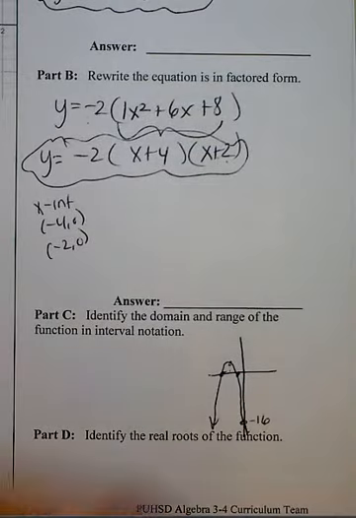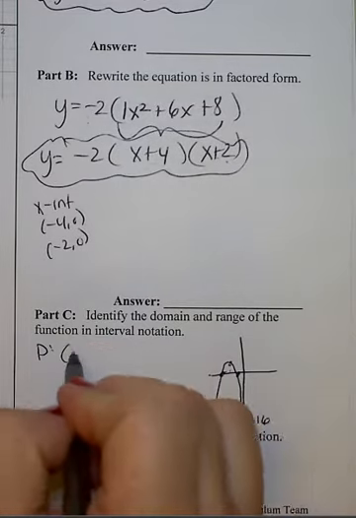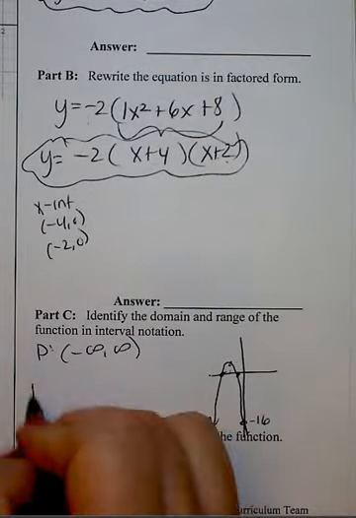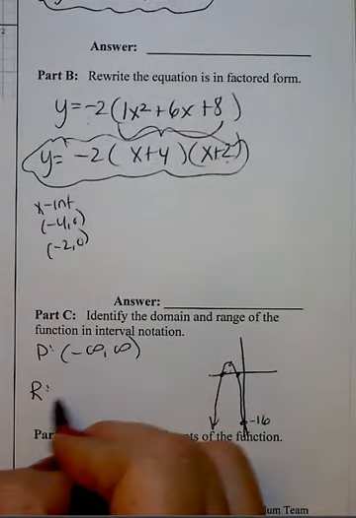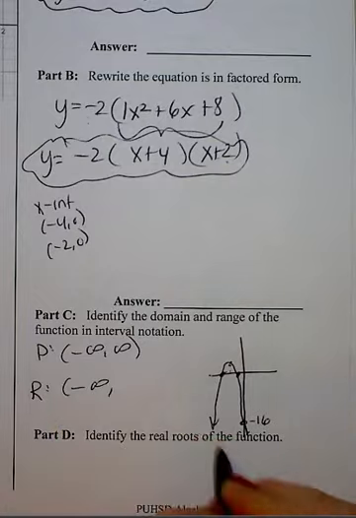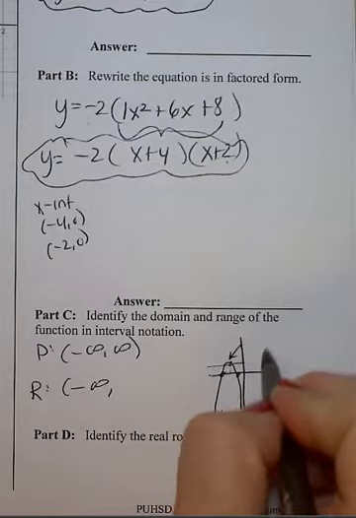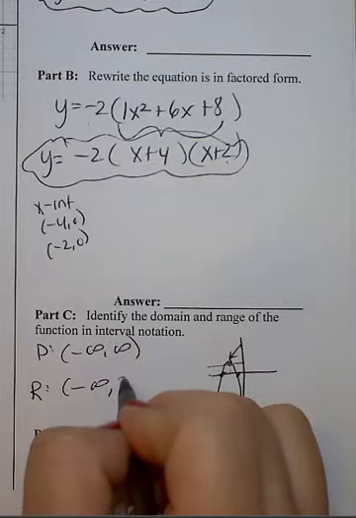Okay, so what is the domain? The domain of all quadratic functions is negative infinity to positive infinity because there's no limit how far it goes to the right or left. The range starts from the bottom. No limit how far down it goes. It goes up as high as, remember this vertex is (negative 3, 2). So it goes up as high as 2 and we include that. It's part of the function.